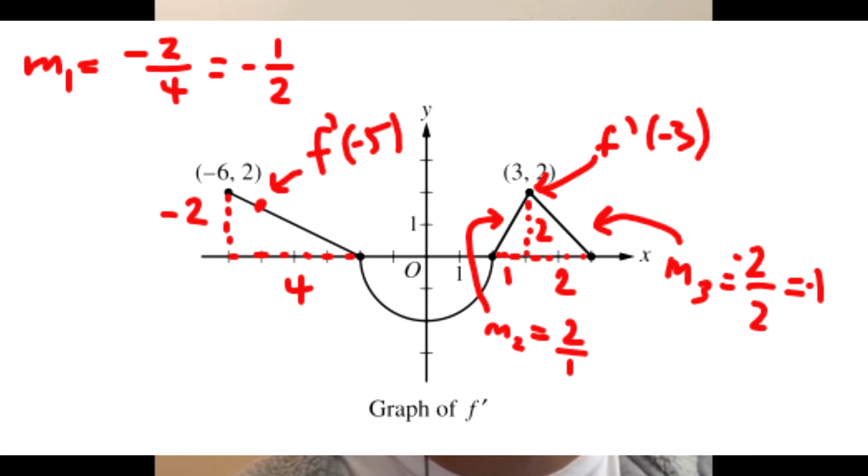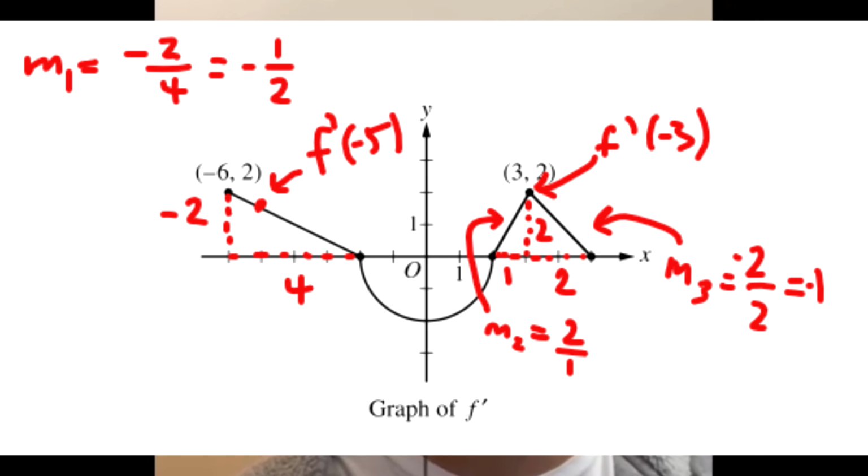In this case, because f prime of -5 lies on a portion of the graph that is a straight line, the derivative of f prime of -5, or f double prime of -5, is simply the slope of the line that f prime of -5 is on, which is -1/2. This is because the derivative of a point on a graph is the instantaneous slope of that specific point, but on a straight line, the slope is consistent across the whole line segment.